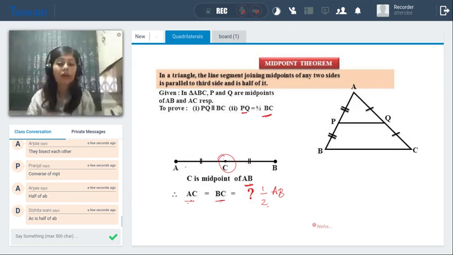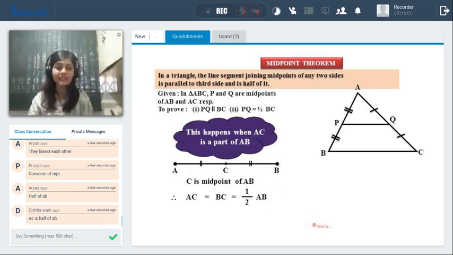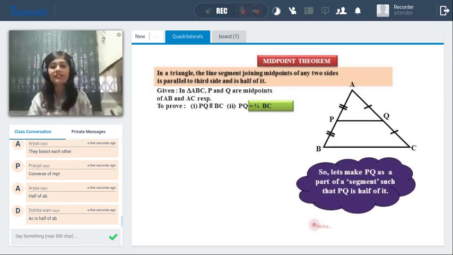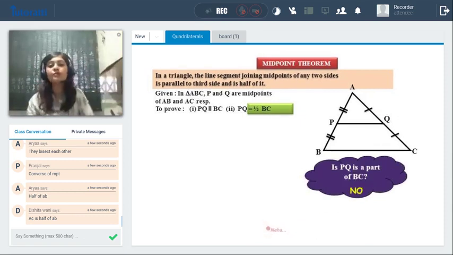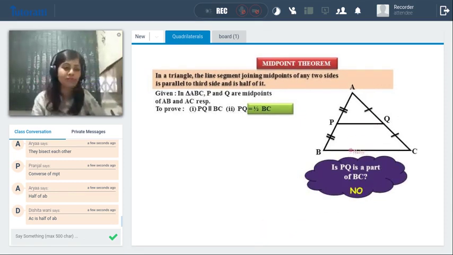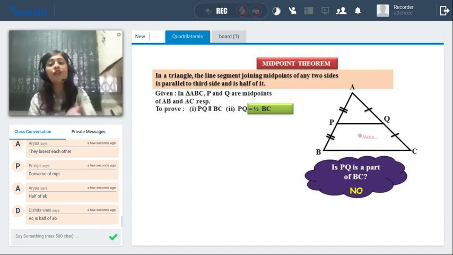PQ has to be a part of that segment. So look at the construction. Now, students, we need a construction. PQ, if you observe out here, is not a part of BC. So then let's do one thing. Let's make PQ a part of another segment and half of that. How can we achieve that?